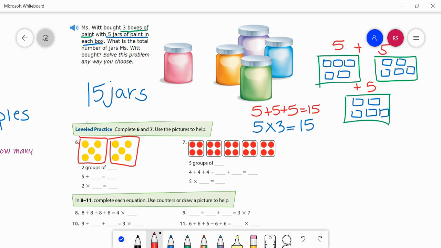Show me with your fingers how many are inside of each of those groups. Go ahead and show me in the camera. I should see 5 in the camera. I should see a 5 finger in the camera. I have 1, 2, 3, 4, 5 inside of each group. So I have two groups of 5.